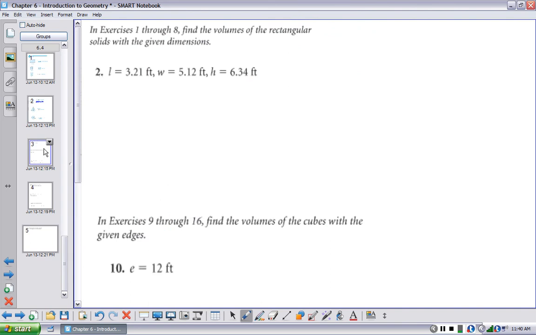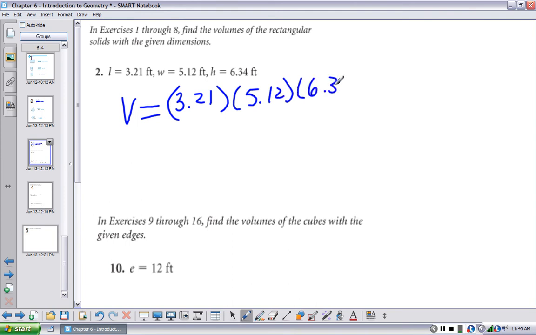So let's look at some problems. Here we're going to find the volumes of the rectangular solid. Remember, the volume of a rectangular solid is length times width times height. So when we multiply those three numbers together, we get 104.20 cubic feet.